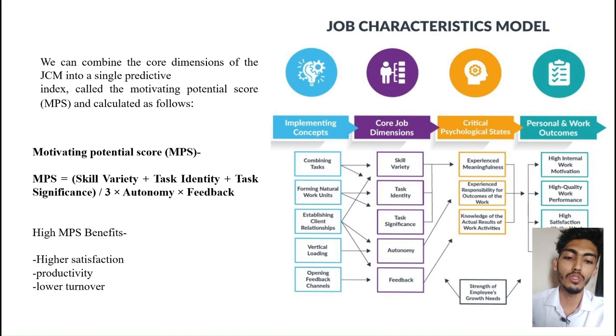Now, let's talk about the motivating potential score, or MPS. This is a formula used to calculate how motivating a job design can be. The formula is: MPS is equal to skill variety plus task identity plus task significance, divided by 3, multiplied by autonomy, multiplied by feedback. This formula shows us that autonomy and feedback play a big role in motivation. As they are multiplied, even if the first three factors are high, a lack of autonomy or feedback will reduce the overall motivation potential. High MPS leads to greater job satisfaction, increased productivity, and lower employee turnover.